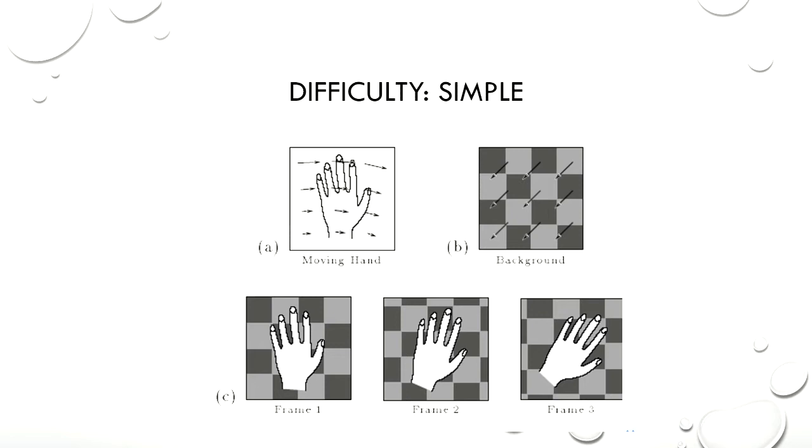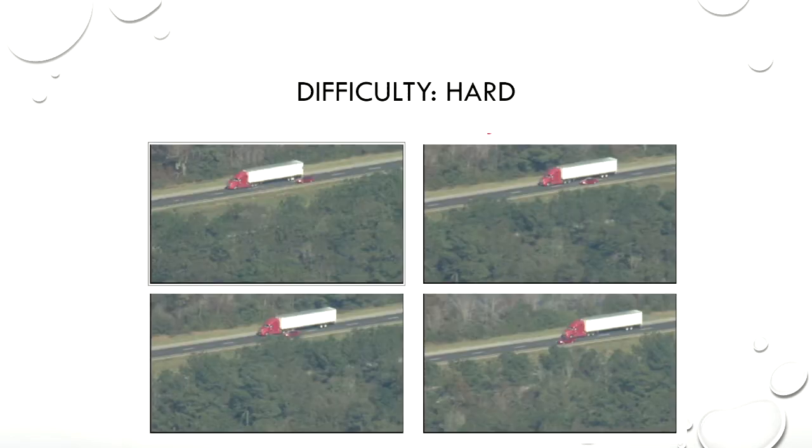This is a pretty simple thing to do if you have a solid background and there's only one thing that is moving. It's easy to identify that, okay, this is a moving hand, so this is where the motion is happening, and this is the background. Let's go towards a slightly more difficult problem.